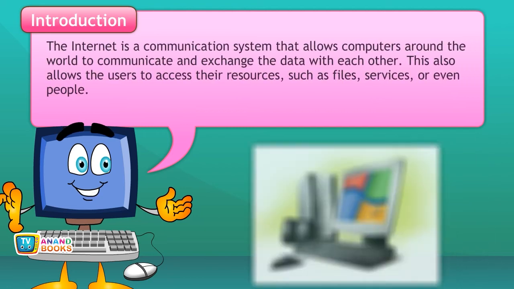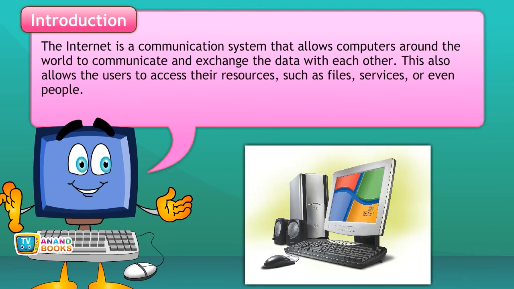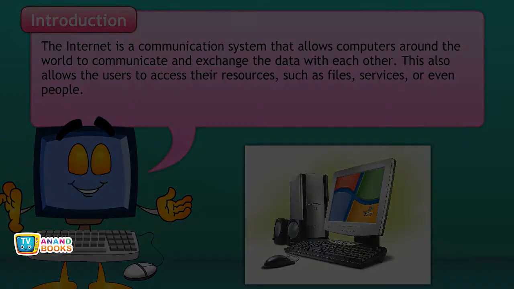Introduction. The Internet is a communication system that allows computers around the world to communicate and exchange data with each other. This also allows users to access their resources such as files, services, or even people.